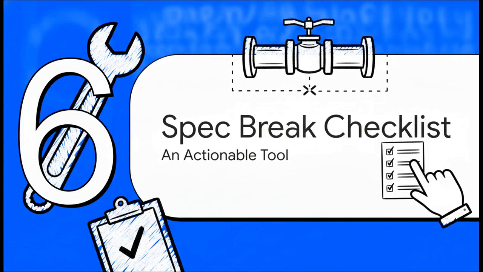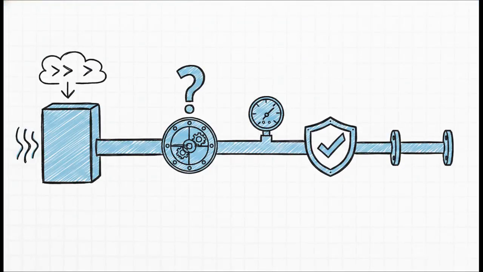Section 6, Quick Spec Break Checklist. Let's look at an actionable tool you can start using today. Whenever you are reviewing a unit P&ID or assigning piping material classes, apply this strict 6-question working method every single time. Question 1. What is the absolute maximum pressure the upstream source can ever physically deliver?